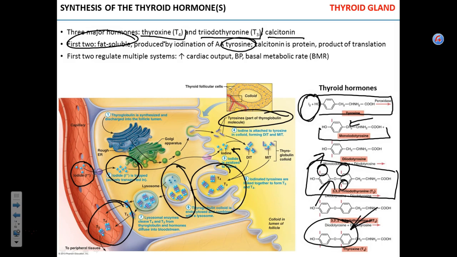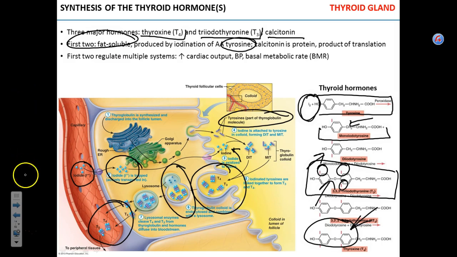Now, more or less that makes sense. I never mentioned what stimulates the production of thyroid hormone. Basically, it's a low basal metabolic rate.